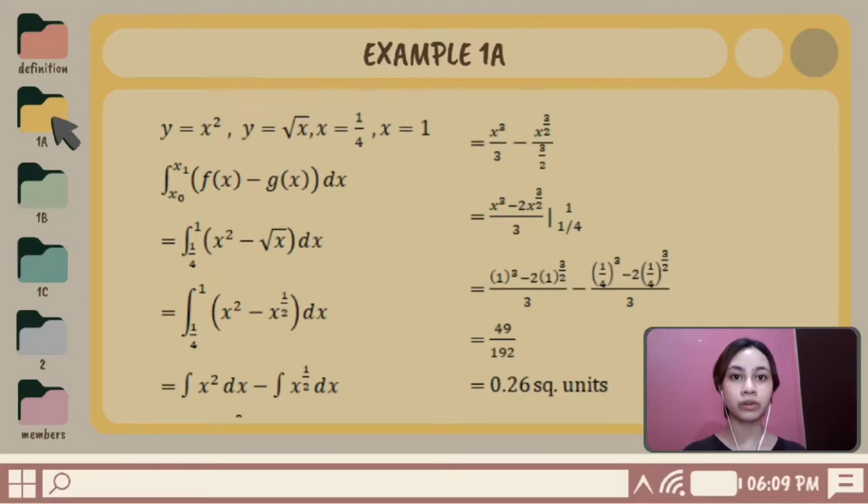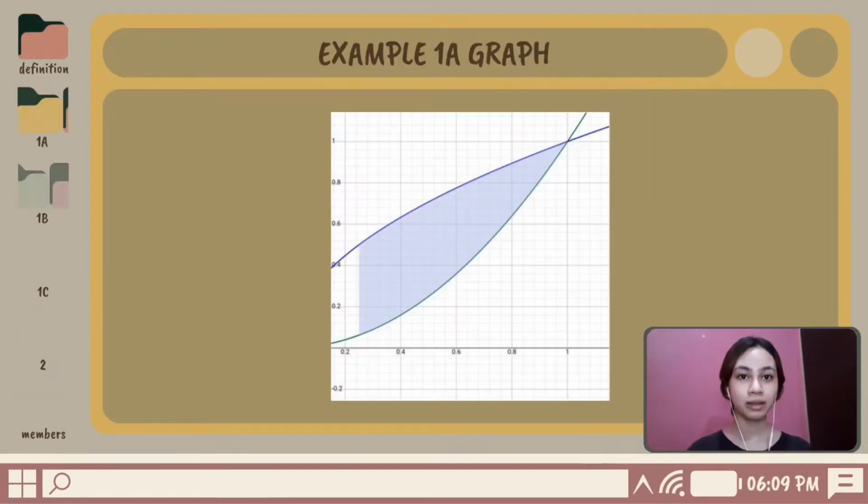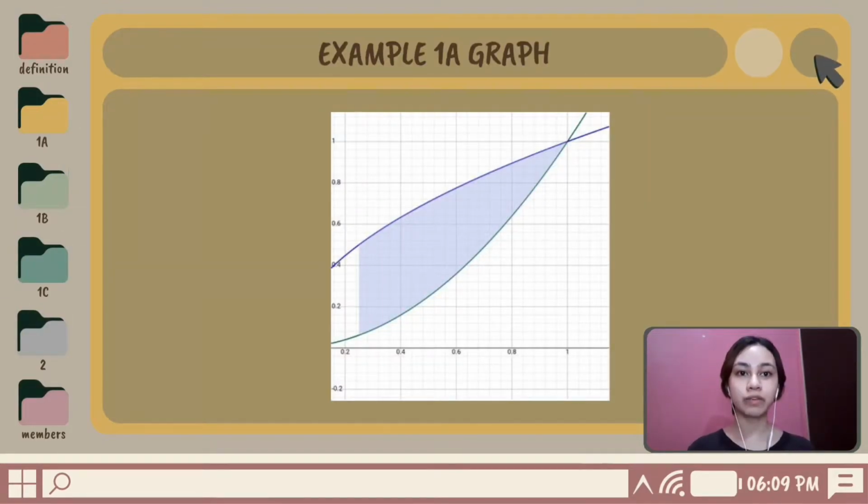Substituting the boundaries, 1 and 1/4: 1 raised to 3 minus 2 times 1 raised to 3/2 over 3, minus 1/4 raised to 3 minus 2 times 1/4 raised to 3/2 over 3. Calculating the values, our final answer will be 49/192 square units, or 0.26 when converted into decimal form. Remember that this example involves a vertical strip of a parabola. That is why the graph of y = x², y = √x, x = 1/4, x = 1 will look like this.